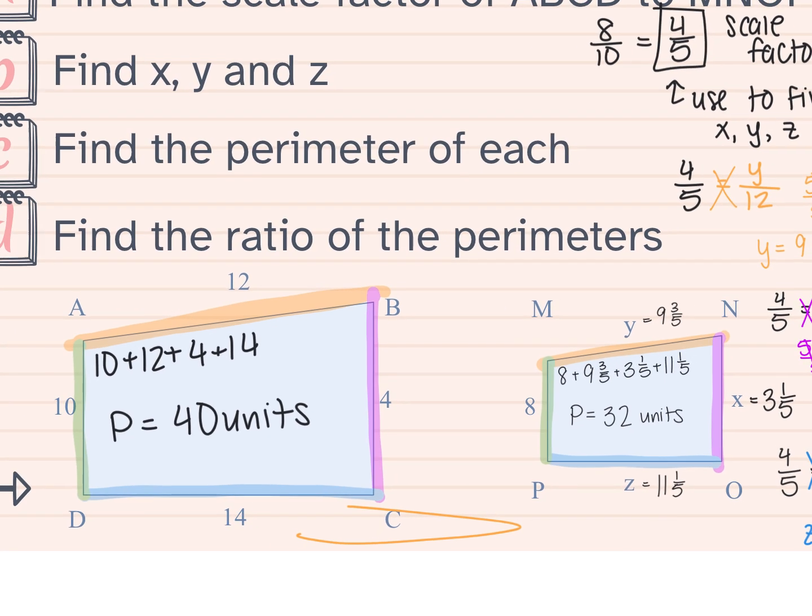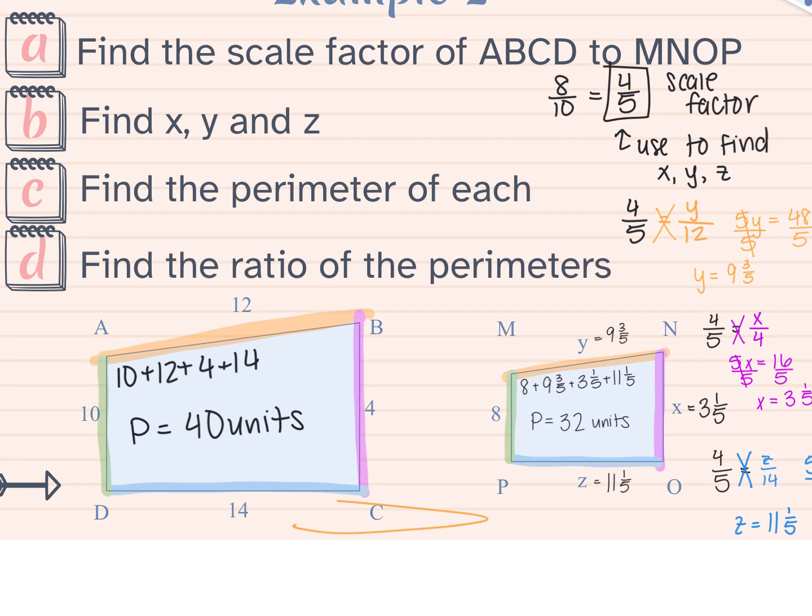Next question, they're asking, find the ratio of the perimeters. So I'm going to take my perimeters, and I'm setting them up as a ratio. Same thing as I did before, I'm going to put my right perimeter over my left. And I'm simplifying using 8. And I'm going to get 4/5. So if you're looking at it, my perimeter ratio is the same ratio as my scale factor.